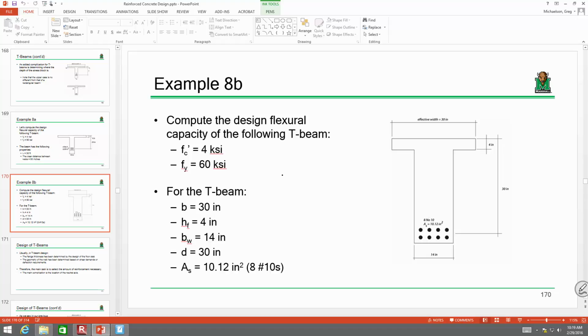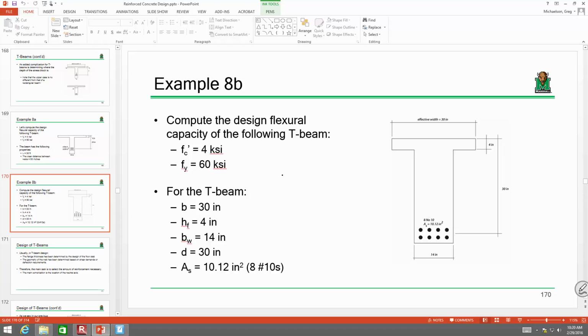Okay, now a couple things. So here's example 8b. Let's take stock of it. I've given you a couple of values that normally you'd have to compute. Like example 8a, we had to determine the effective flange width. I just told you b is 30 inches, because I just wanted to move through this. The idea, though, is we want to determine the capacity of this section. So we're going to take the same approach that we did last time, but we're going to see a different result. Okay? So same approach.